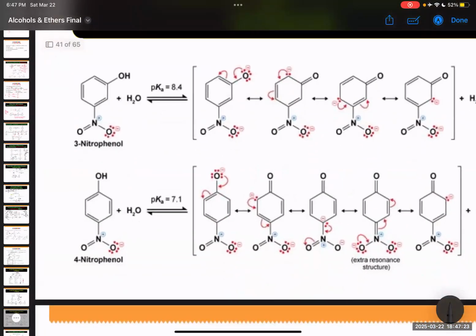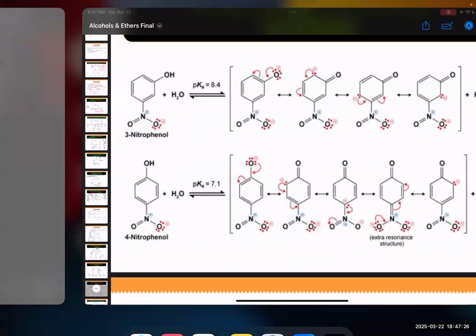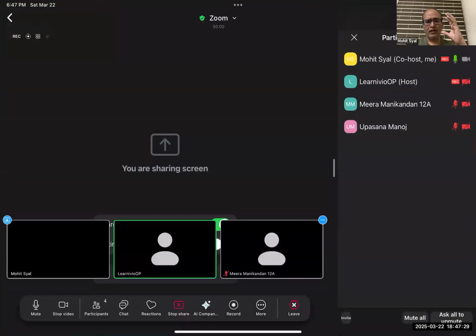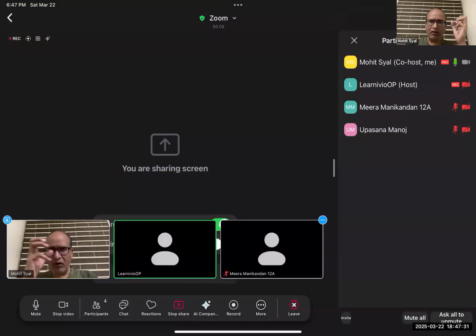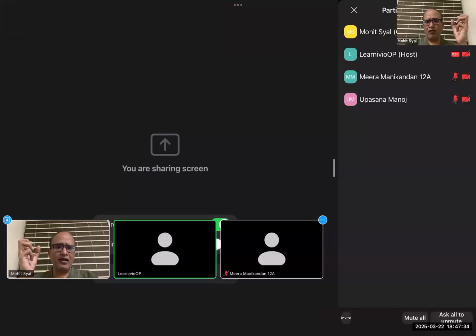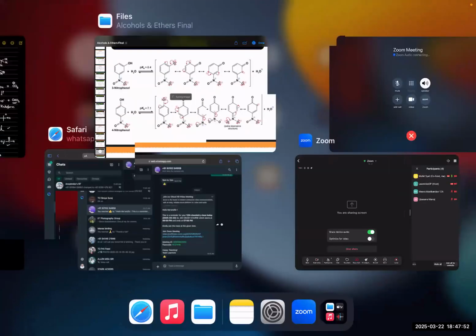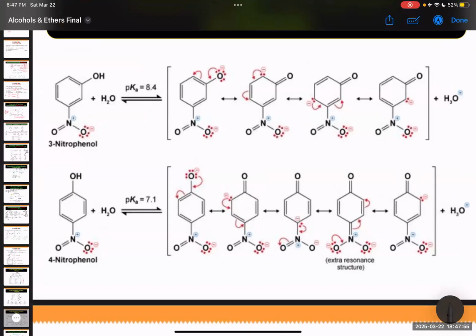So acidic strength of phenol, as I told you, if you have an electron withdrawing group present at ortho and para positions, the resonance will occur in a better way, and you will have more stability of phenoxide ion. Okay, so you can see in this case, this is meta-nitrophenol or 3-nitrophenol. This is meta, this is para.